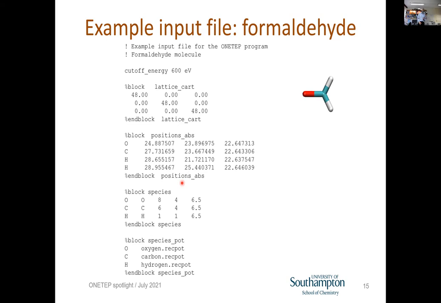This is the formaldehyde molecule. So this is the kinetic energy cutoff. This is the basis set, basically. These are the lattice vectors, the coordinates of the atoms. These are the NGWF radii here, and these are the pseudopotentials.